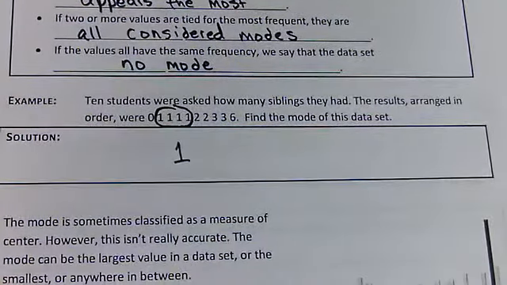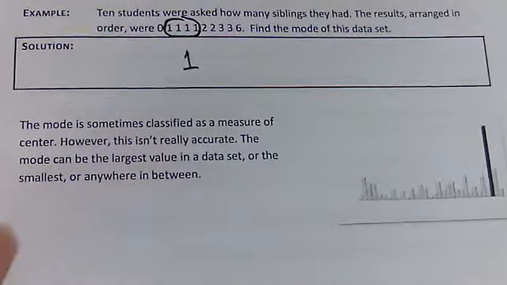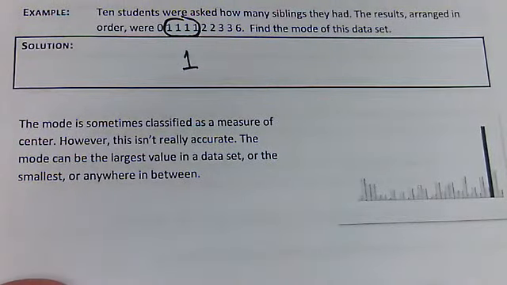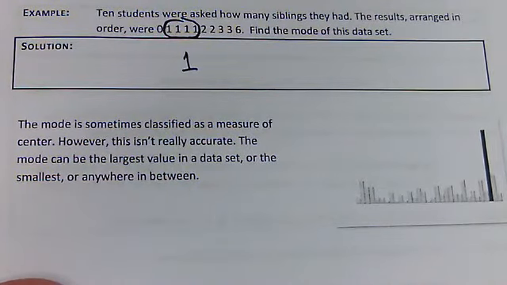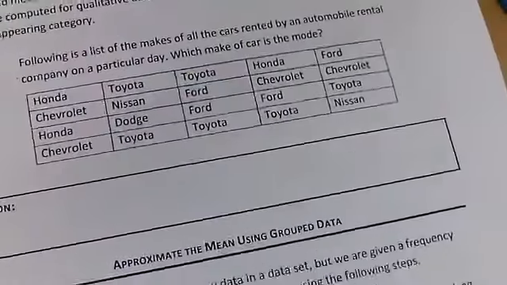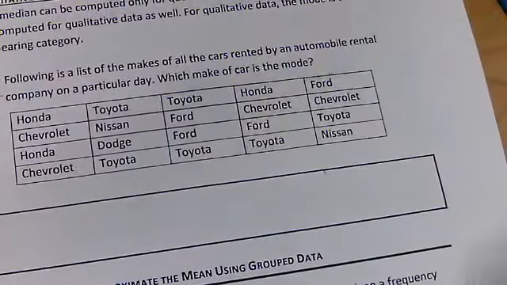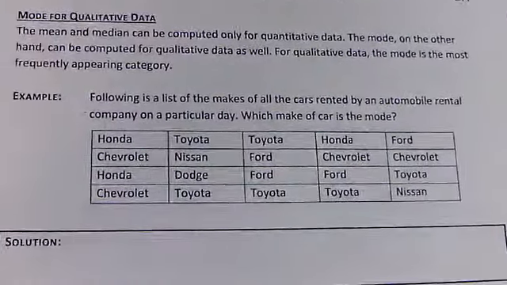Now, the mode is sometimes classified as a center, but that's not really accurate. The mode can be the largest value, or it can be the smallest, or somewhere in between. So the mode is usually used for qualitative data, not so much for quantitative. So the mode for qualitative data is the best one. Mean and median tend to be used for quantitative data.